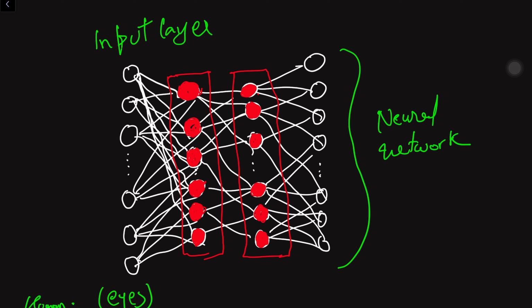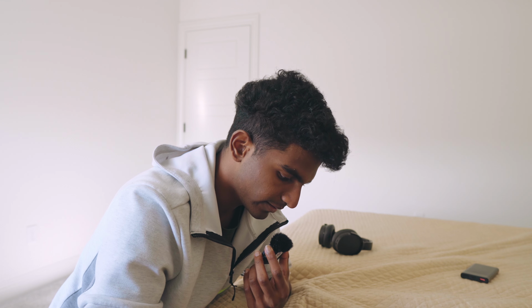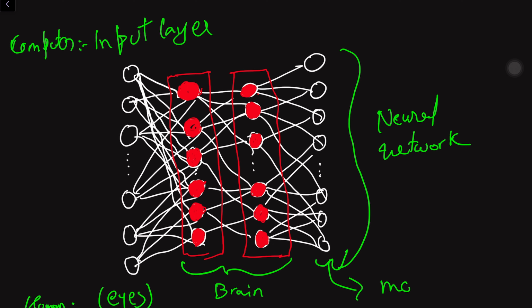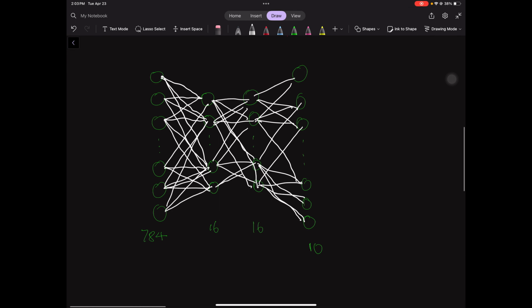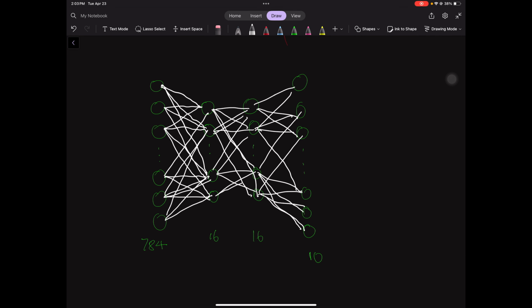So we see digits with our eyes, and these two layers right here are called the brain of the whole neural network. This is where it recognizes patterns, and this is where it does all the thinking. And the last layer is called the output layer. So this is basically the mouth of the neural network. This is the structure of the neural network we'll be working with.